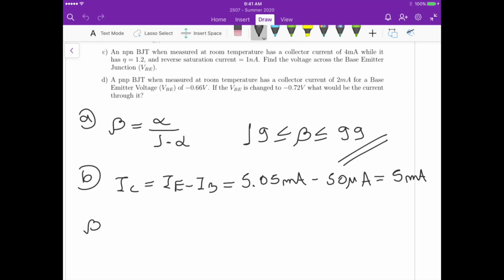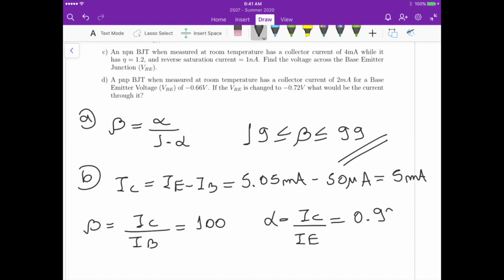So for beta, we know that this is the ratio between IC and IB. If we substitute 5 milliamperes divided by 50 microamperes, this gives us 100, right? And then for alpha, we know that's the ratio of IC divided by IE. If we take 5 milliamperes divided by 5.05 milliamperes, that's something around 0.9901. Okay, so those are the answers for part B.